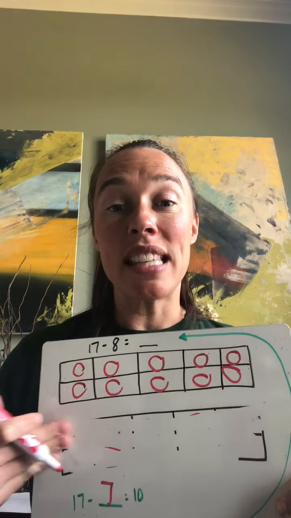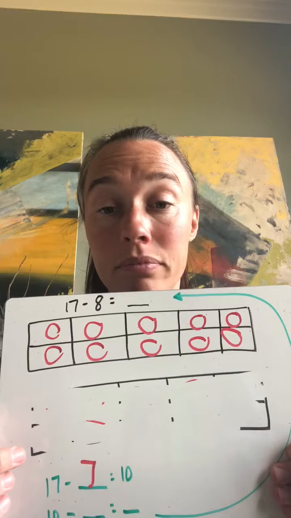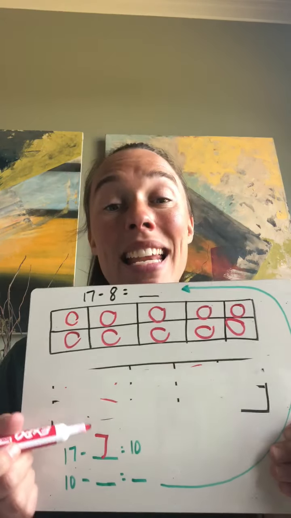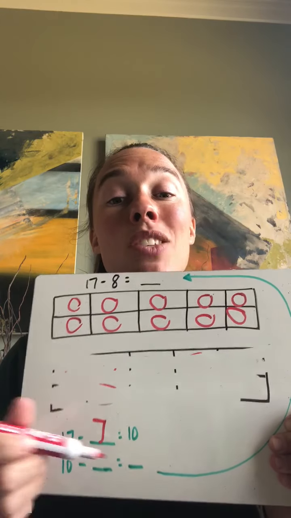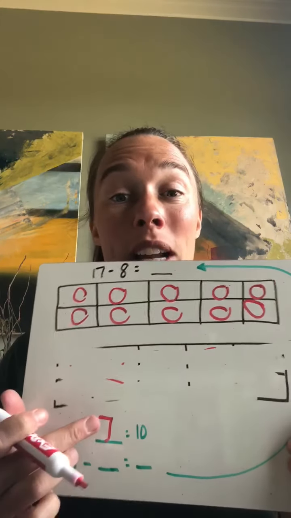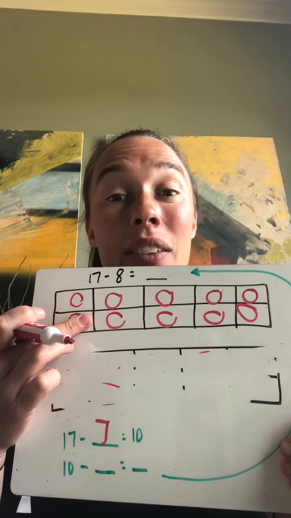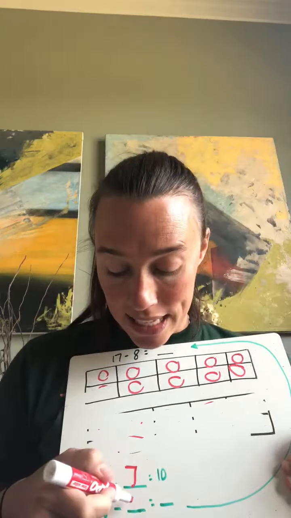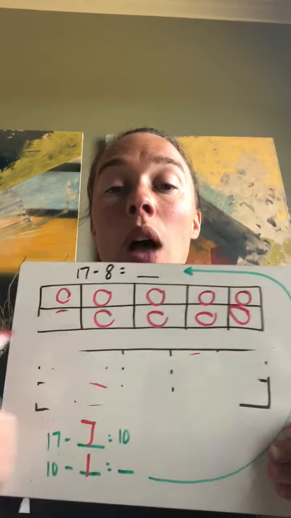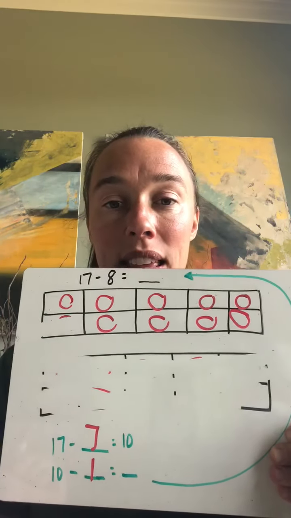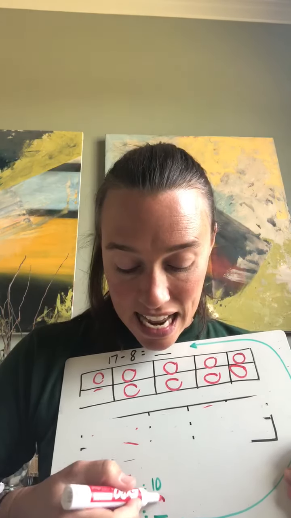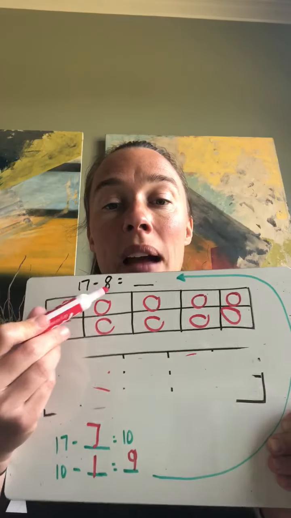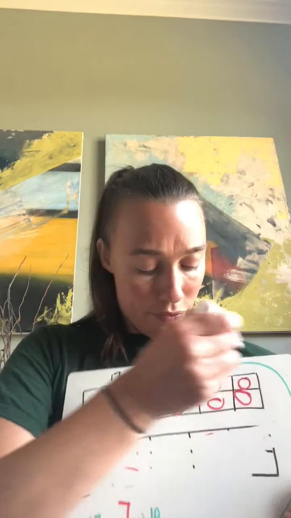I got rid of those 7, right? So now I'm at 10. But it didn't say 17 minus 10. It said 17 minus 8. So 10 minus what? I got to get rid of number 8. So I'm going to get rid of number 8. So I did 17 minus 1. Well, how many counters does that leave me with? 9. So my answer to 17 minus 8 is 9.